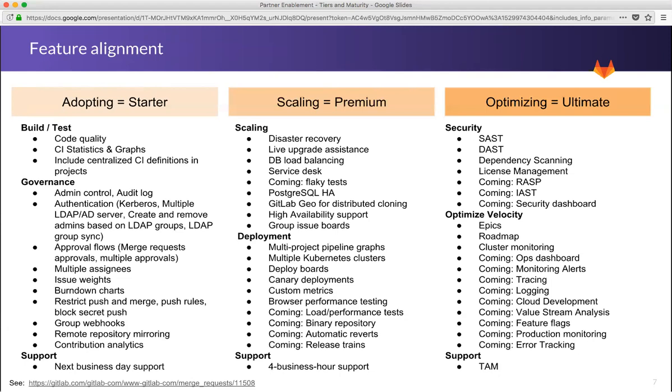Some of the things that are coming, load and performance tests, binary repository. So these are things helping to scale out and helping to scale out the delivery into production.